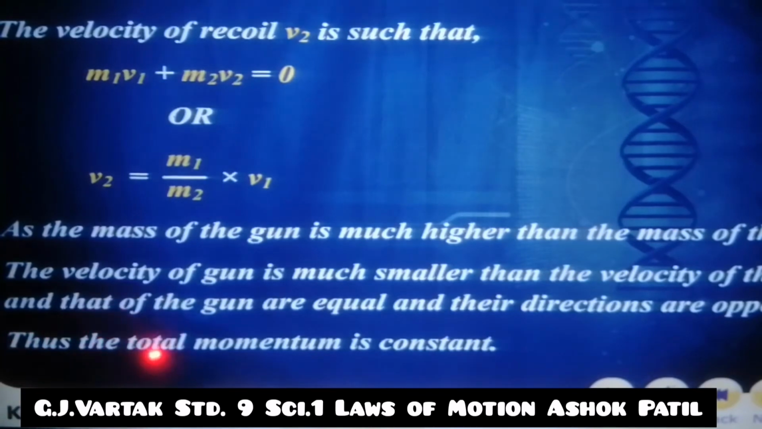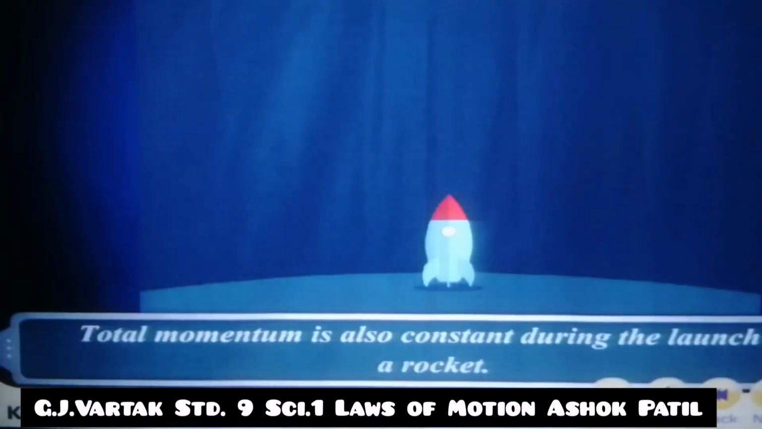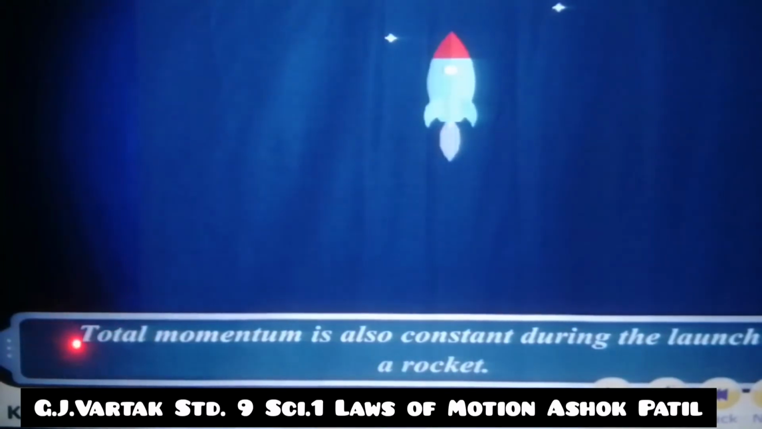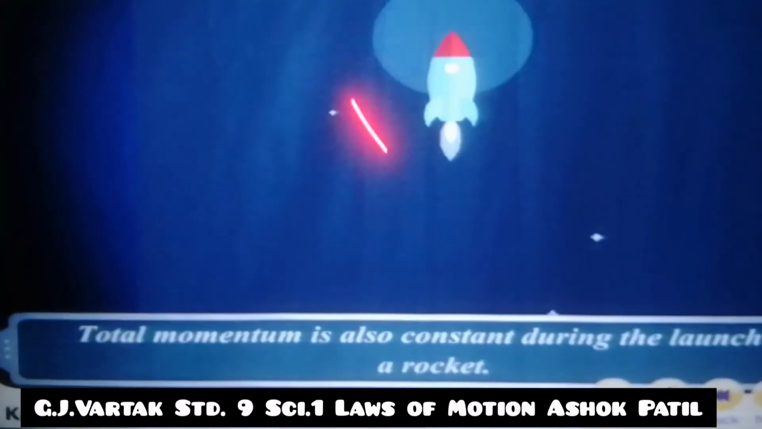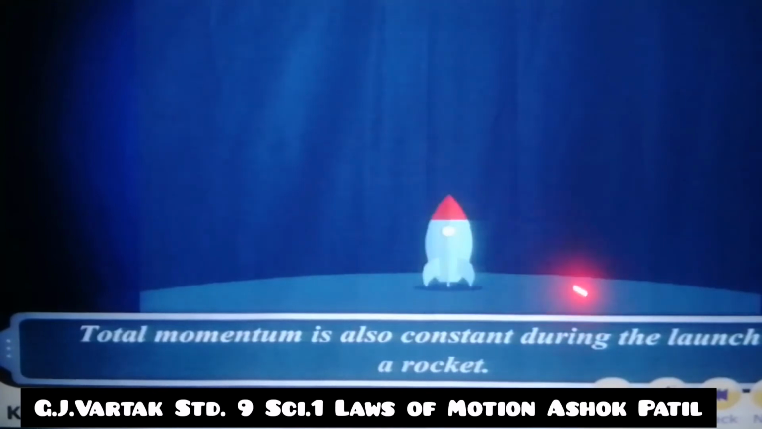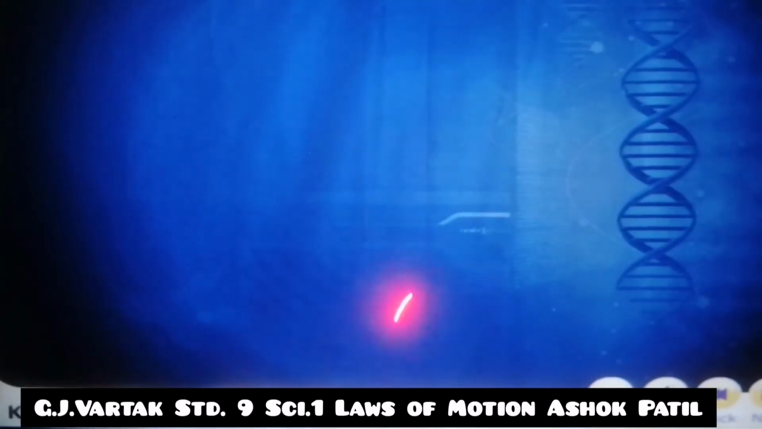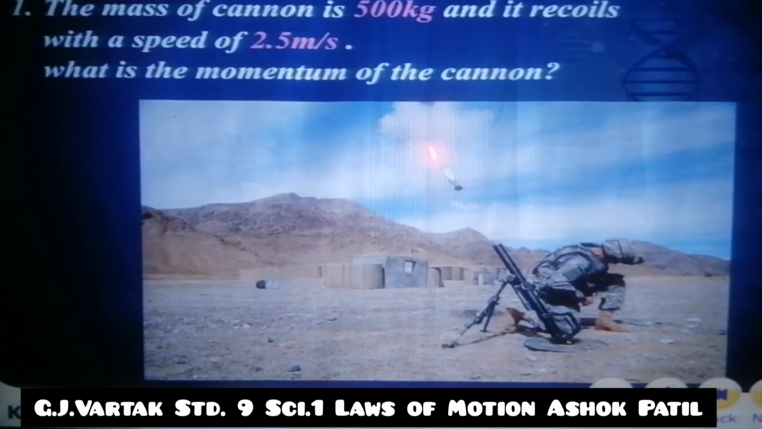Thus, the total momentum is constant. Total momentum is also constant during the launch of a rocket. This is the second example of Newton's third law of motion. See here, when scientists launch the rocket, the total momentum is constant.